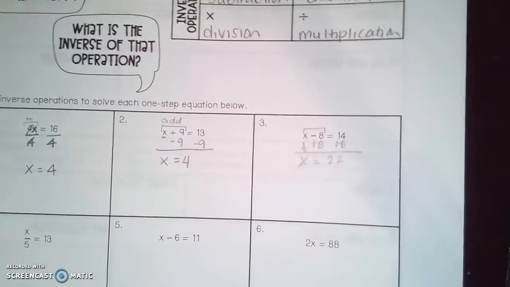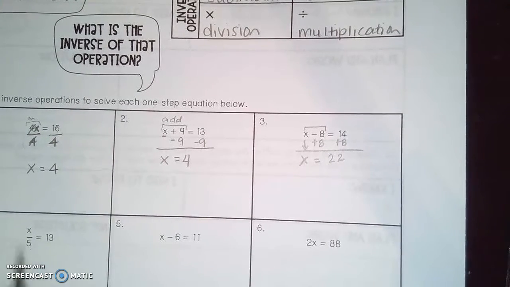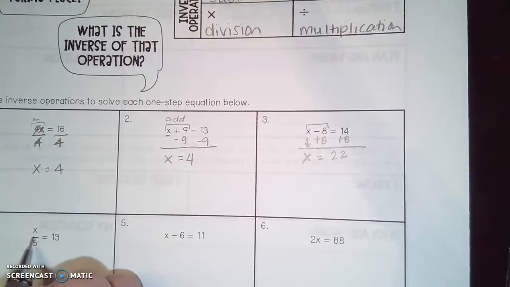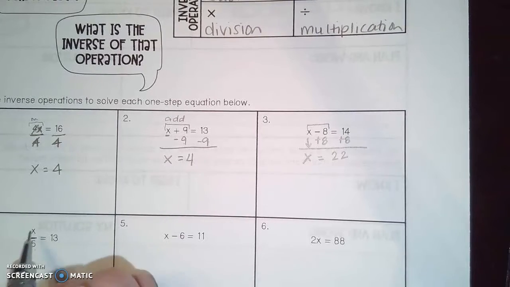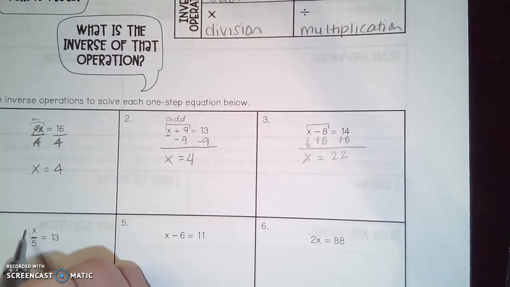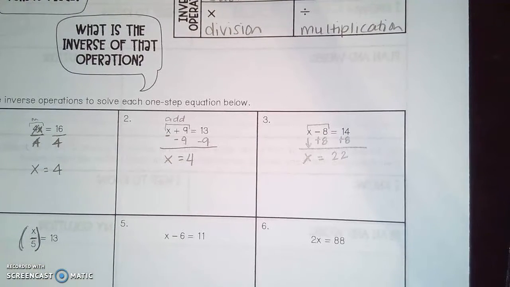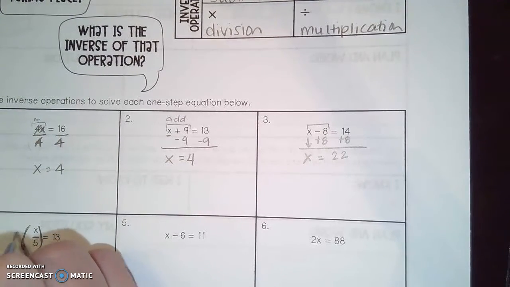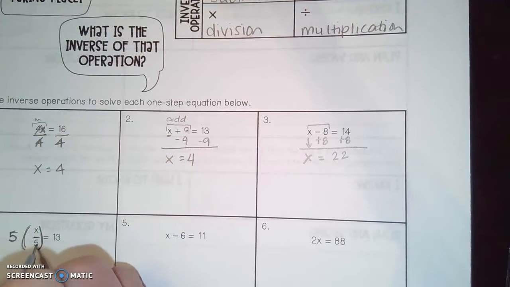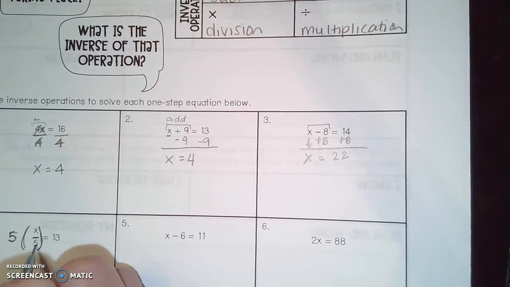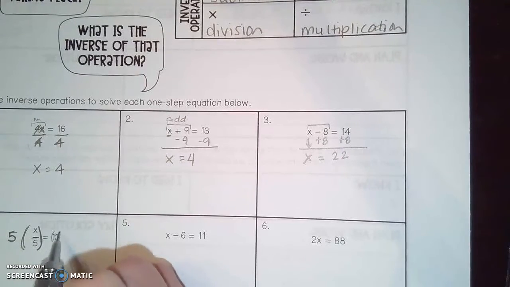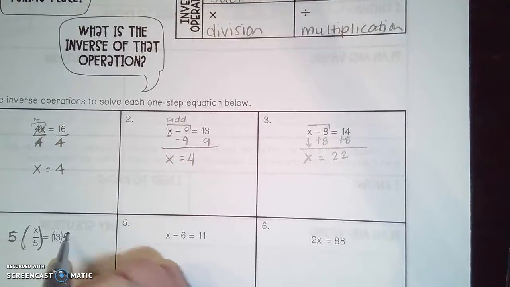Looking at number 4, my operation that I have right now is division. That's what the fraction bar here is going to mean. So in order to get the x by itself, I'm going to have to multiply. So we can put this in parentheses to represent multiplication, and I'm going to multiply by the denominator. Okay, so I'm going to multiply by this denominator. And then I have to multiply this side by the 5 as well.